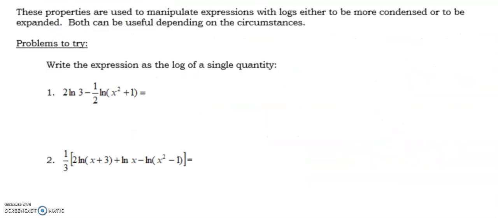All right, some problems to try. Write the expression as the log of a single quantity. So you're going to start and we're going to work backwards. I'm going to do one, then you're going to try the second one. So working backwards, I can move this 2 up to a power.